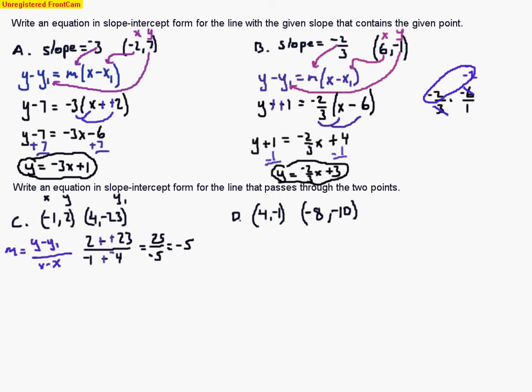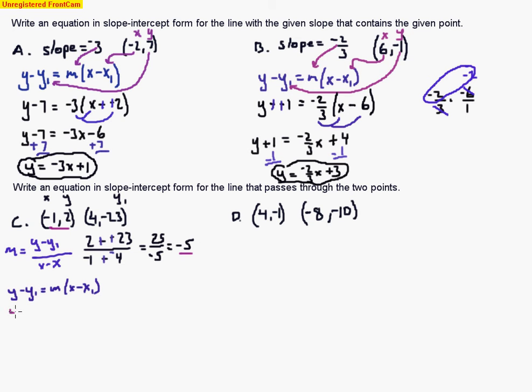Now we use the point slope formula. We use that y minus y1 equals the slope times x minus x1. And we just pick a point. Doesn't matter what point you pick. Any of those points will do. I'm going to pick this point here, negative 1, negative 2, and I'm using that slope. And I'm putting it into this point slope formula.